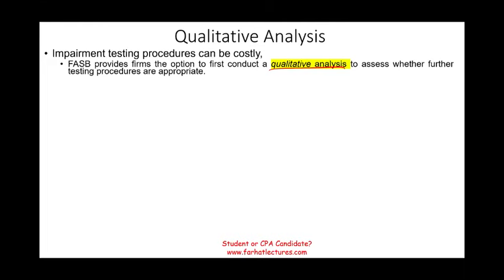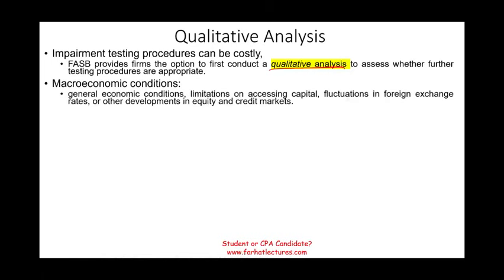Now, what is the qualitative analysis? There are many factors that will tell you whether to perform impairment testing. Well, what are those factors? I'm going to show you a list. This is not the complete list. You can think of other factors. One is macroeconomic conditions. Like what? General economic conditions, like the economy is contracting. There's foreign currency fluctuation, where you are exposed to that foreign currency.